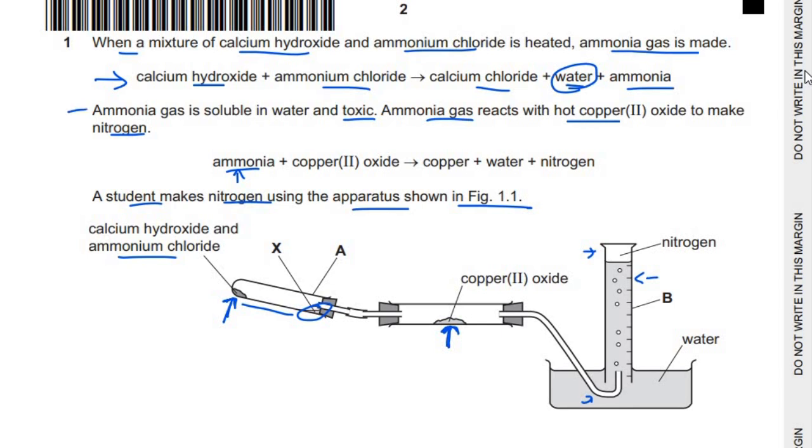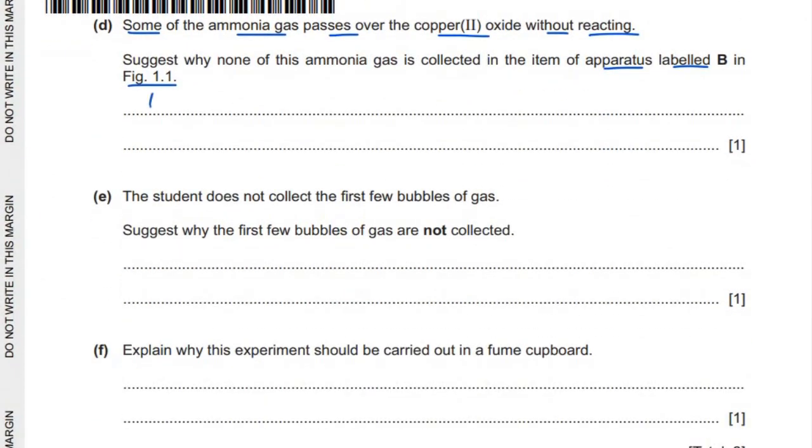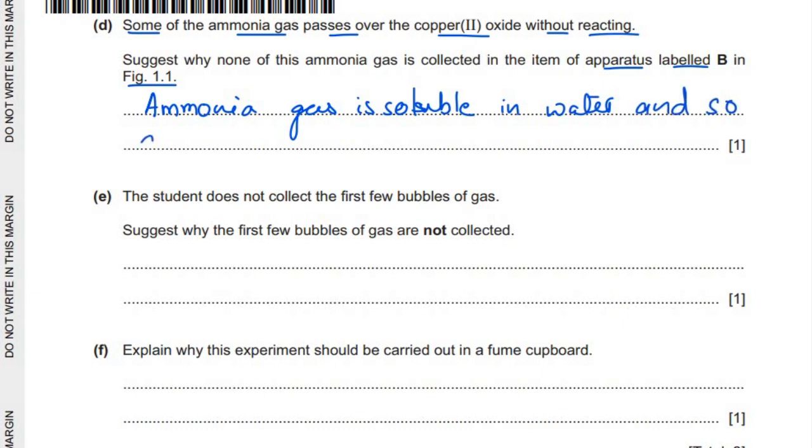Now it's clearly written here that ammonia gas is soluble in water. So even if ammonia gas passes over the copper oxide without reacting, it's going to dissolve in the water. So we can write that ammonia gas is soluble in water, and so doesn't mix with nitrogen, collected over water it is.